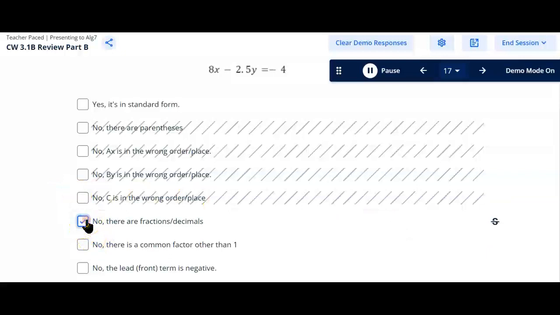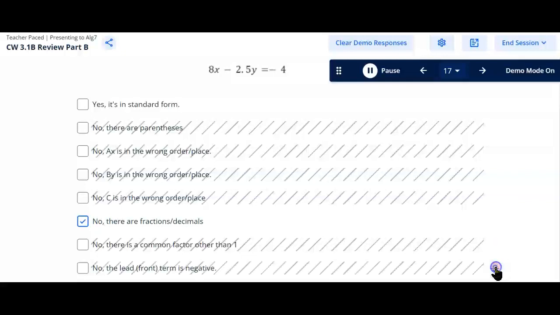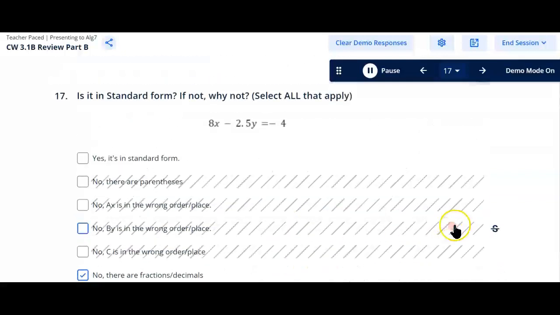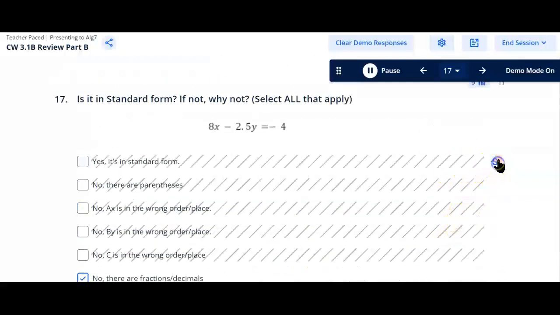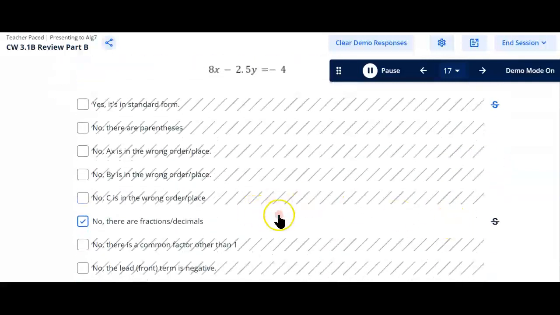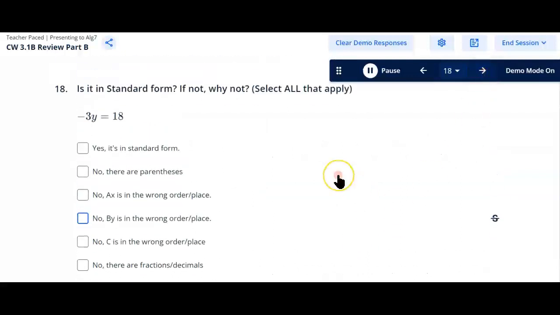They're not a problem with linear versus nonlinear, but they are a problem with standard form. Okay. Is there a common factor other than 1? No. Is the lead term negative? No. Okay, so this is our only problem. That means it's not in standard form, and our problem is that there are fractions or decimals. Number 18.